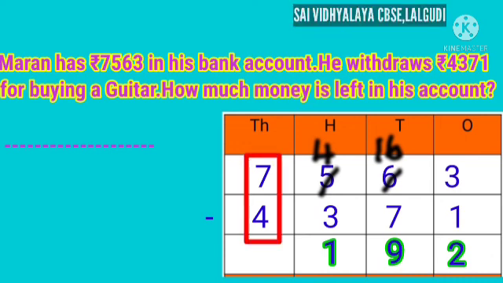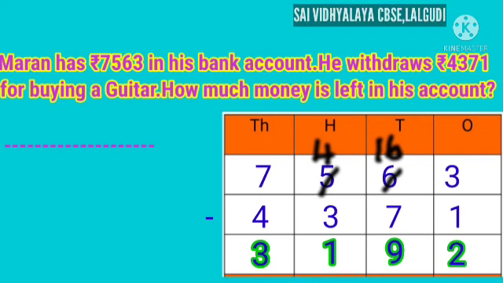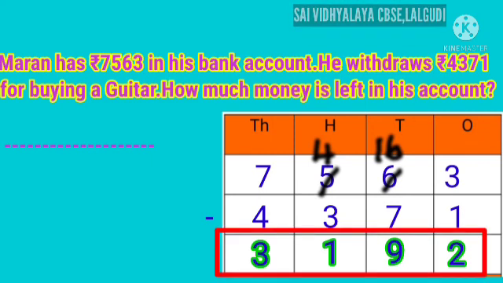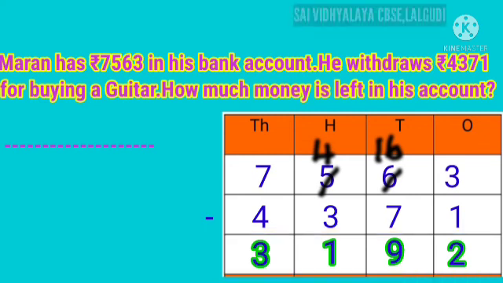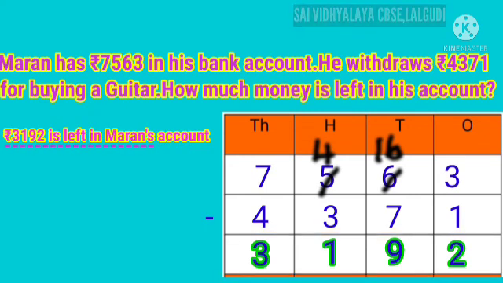Next, thousands place. Subtract 4 from 7. That is 7 minus 4 is equal to 3. Write 3 in thousands place. We get the answer as 3192. Rupees 3192 is left in Maran's account.